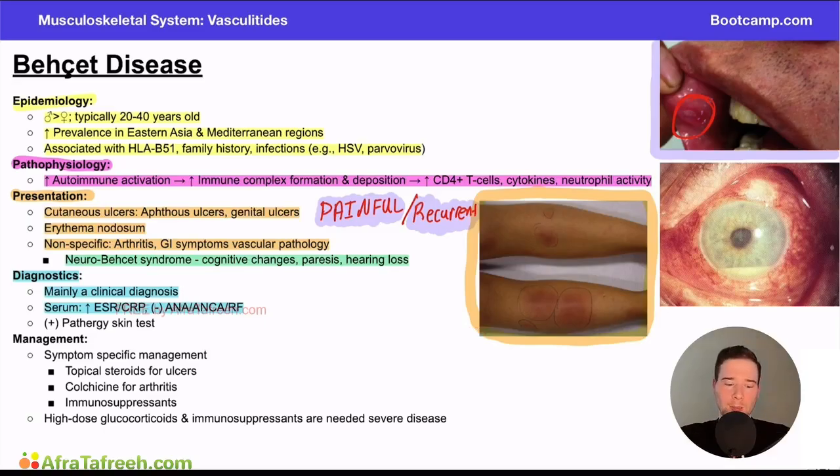Now, one unique test they might mention in a question stem or ask you about is the positive pathergy skin test. So what that entails is a sterile needle is actually pricked into the skin and then checked a couple days later.